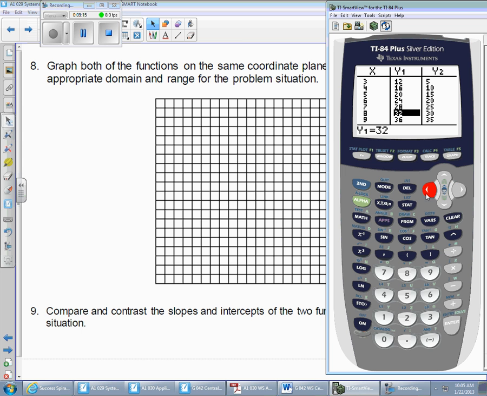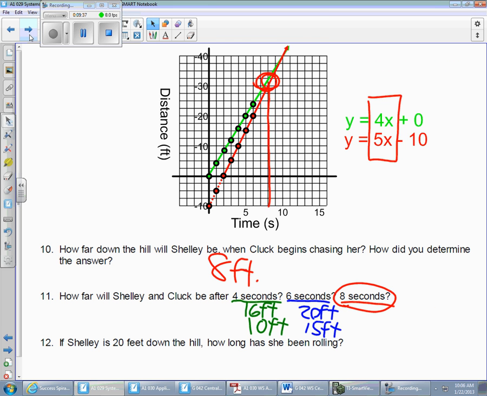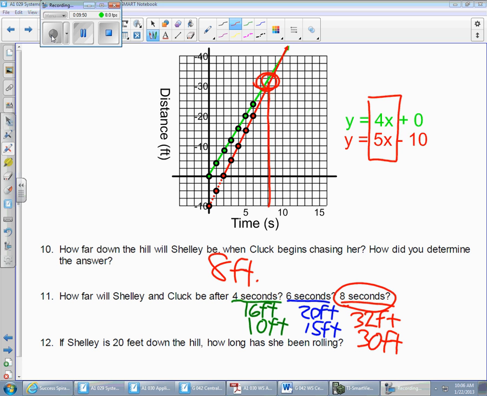And guys, you have to realize these charts are infinite. Like I said, if you wanted to know what's going on after 192 seconds or whatever, if the hill was that long and this chase could continue that long, you can find that in your table if you simply put the equations into the calculator. But anyway, I believe the answer was, if I remember correctly, 32 feet and 30 feet. So a bunch of different ways of doing that.